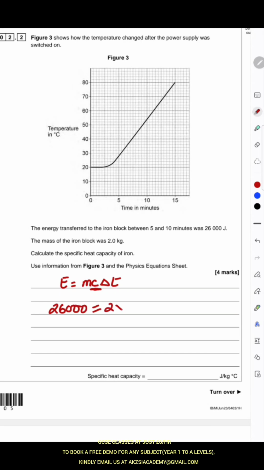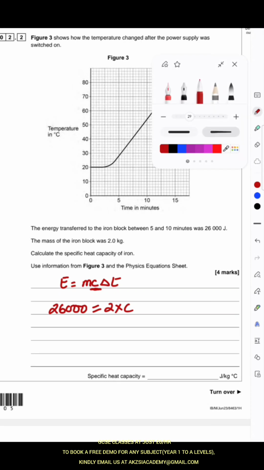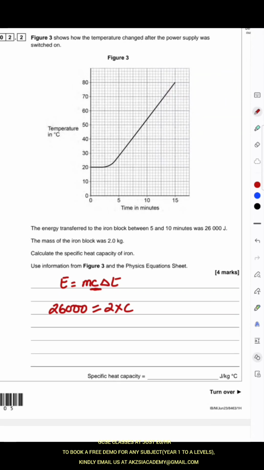Mass is given as 2. Specific heat capacity we have to calculate, and temperature difference you have to calculate from the graph. So it says between 5 to 10 minutes. Between 5 to 10 minutes, that means what's the temperature at 5 minutes? We have to calculate. So at 5 minutes, let me see, this is the temperature. This one. Approximately 28 or 26, you can take any value. Let me take 28.